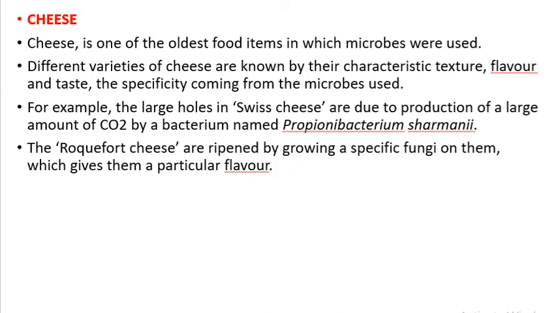Another example of a cheese is Roquefort cheese, and it has a particular flavor because it is ripened by growing a specific fungus on it. So the ripening of Roquefort cheese is done by using a fungus, and that's why it has a peculiar flavor. So cheese is another useful household product which we use in our day-to-day life, and that is also prepared by using microorganisms such as bacteria as well as fungi.